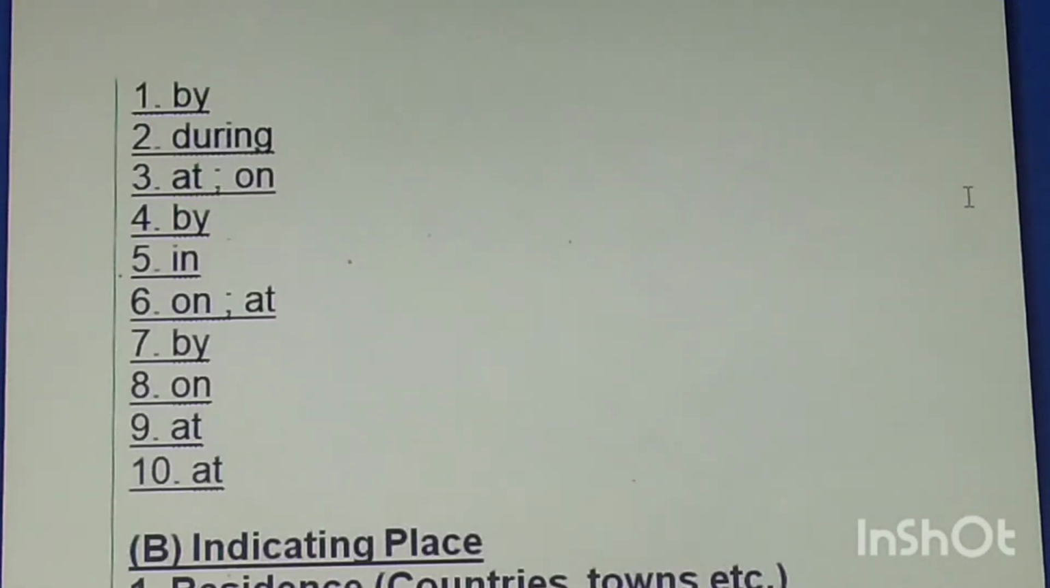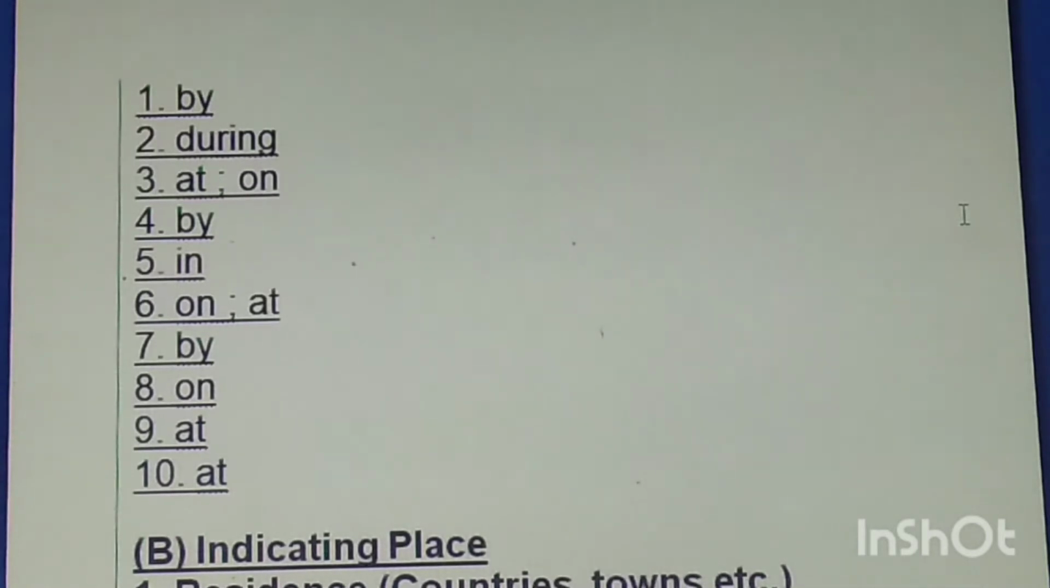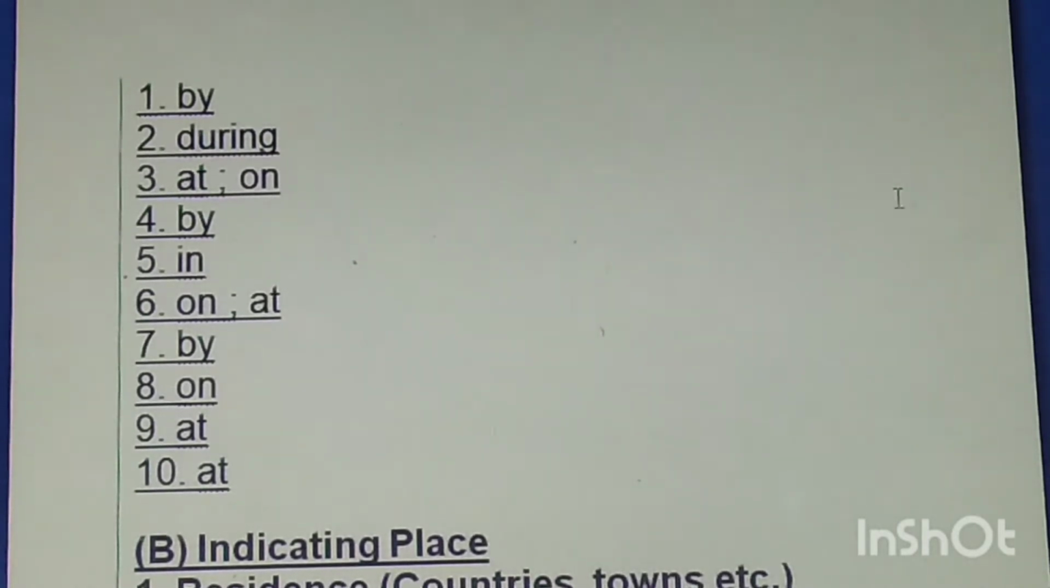Look at this, children. First answer by, second is during, third at, on. Fourth is by, fifth is in, sixth on, at. That means first blank on, the next blank at. Seventh by, eighth on, ninth at, 10th at. Come on. If you have not got it correct, if there's a mistake or an error, kindly do the corrections, children, so that you learn. So, are you done with this? Okay, children, we'll move on to the next.